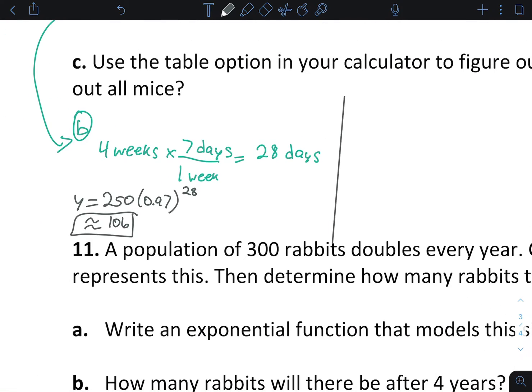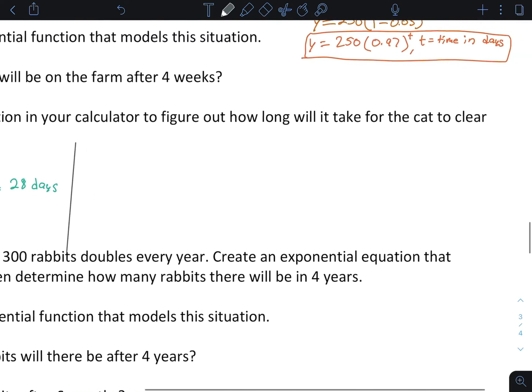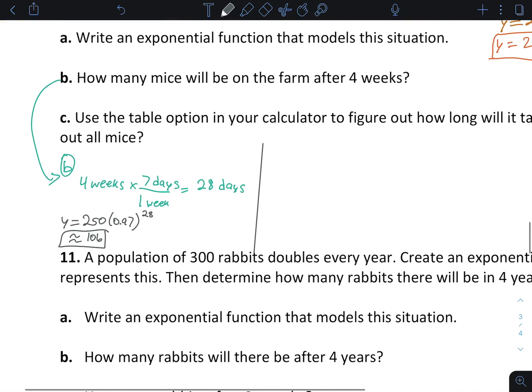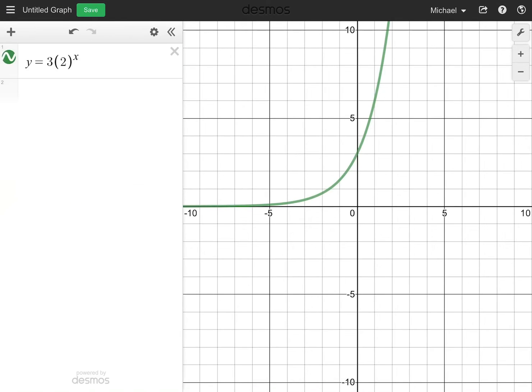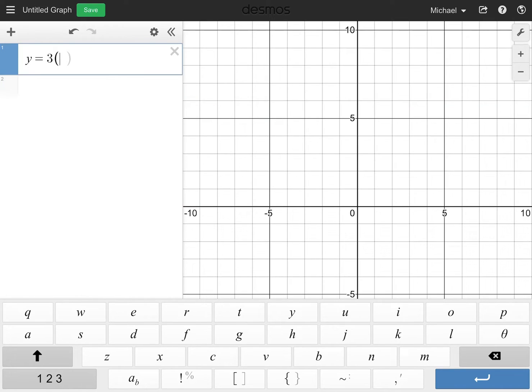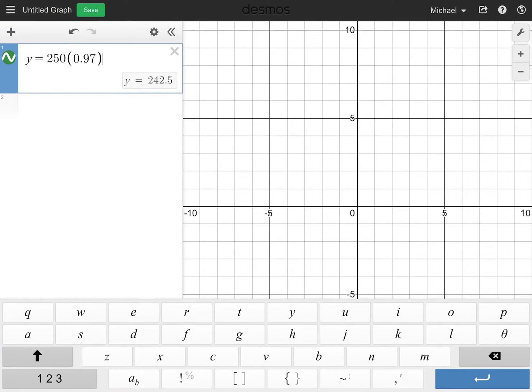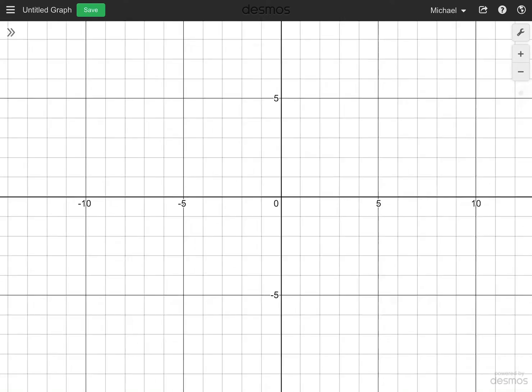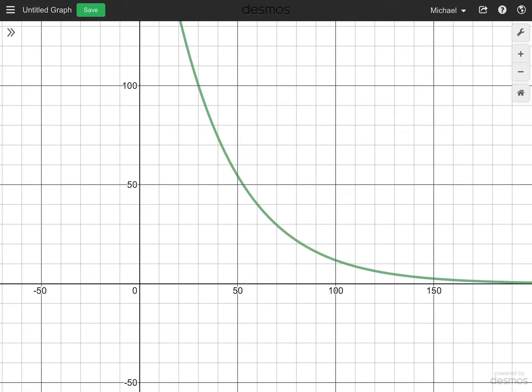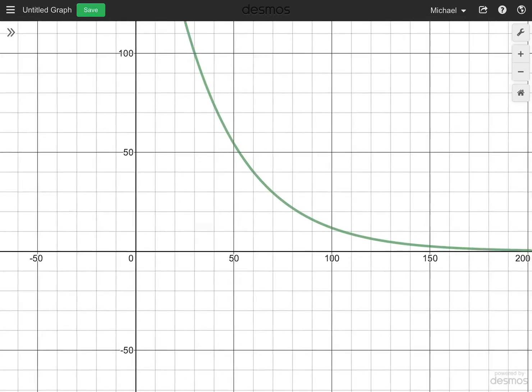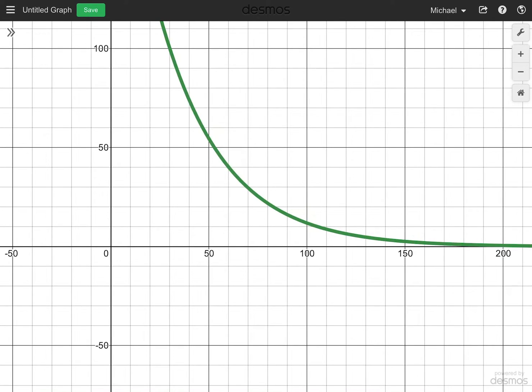And then finally here, it says use the table option in your calculator to figure out how long it will take for the cat to clear all the mice, but we don't have a calculator. So how can we answer this question? Use Desmos. So 250, we type it in here. We have 250, 0.97, correct? Yes. And I'm going to go ahead and just say to the x. So notice here, you have to zoom out a little bit. There's our equation.